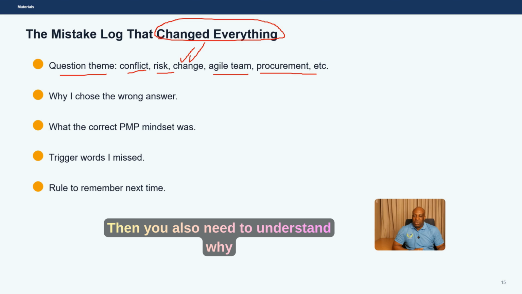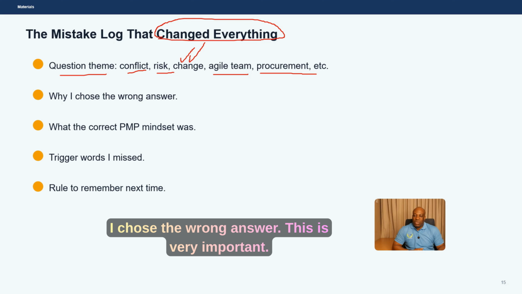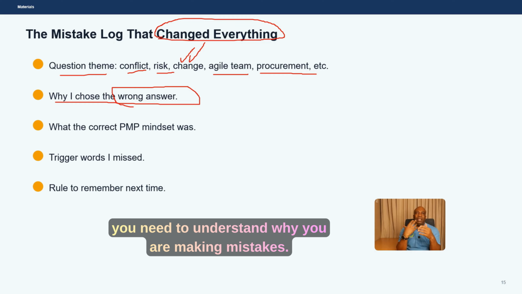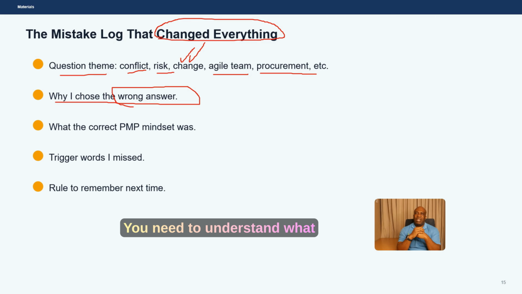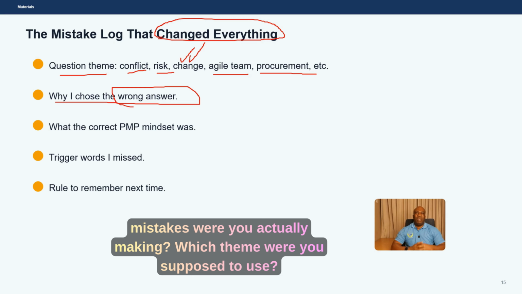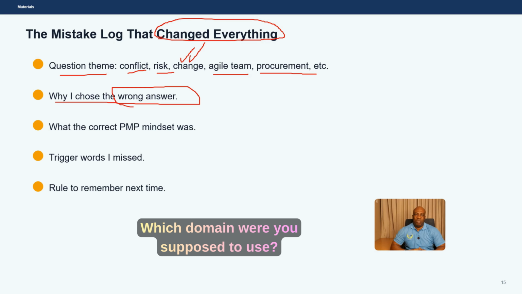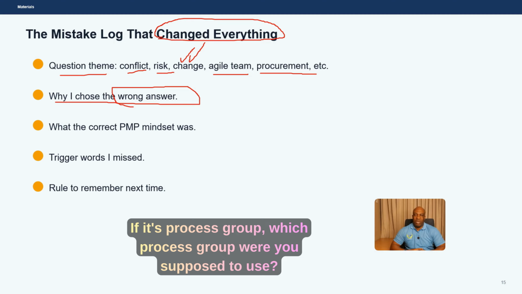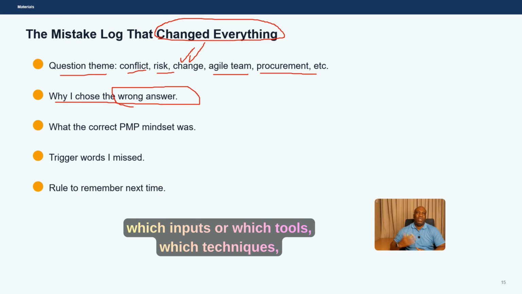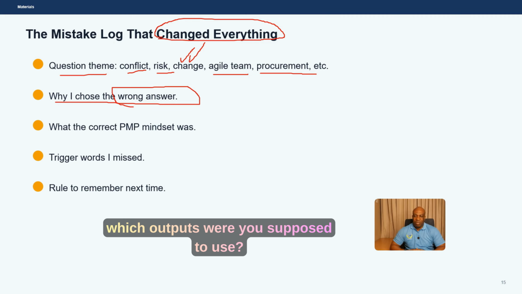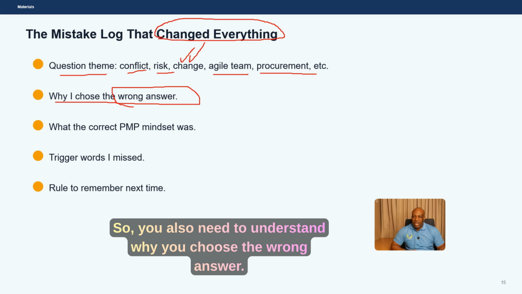Then you also need to understand why I chose the wrong answer. This is very important. When you practice your PMP, you need to understand why you're making mistakes. You need to understand why a wrong answer was chosen by you. You need to understand what mistakes you were actually making, which theme you were supposed to use, which domain you were supposed to use. If it's a process group, which process group were you supposed to use? If it's a process, which process were you supposed to use? If it's an ITTOs, which inputs or which tools, which techniques, which outputs were you supposed to use? So you also need to understand why you chose the wrong answer.